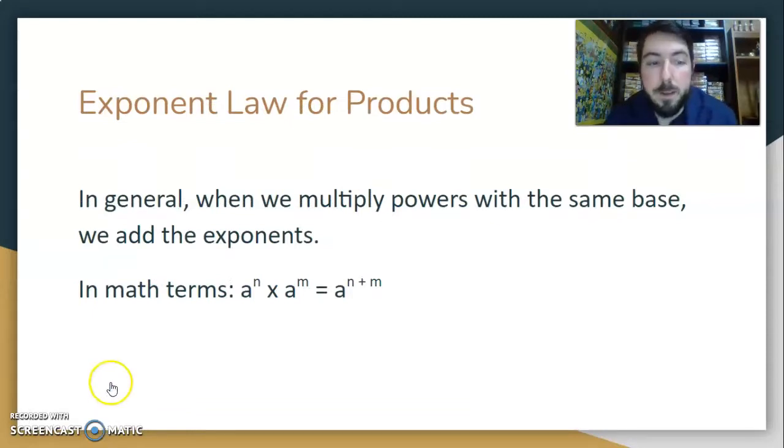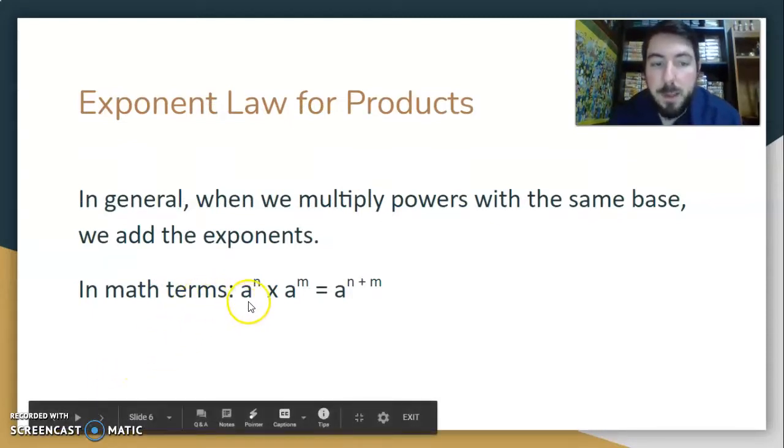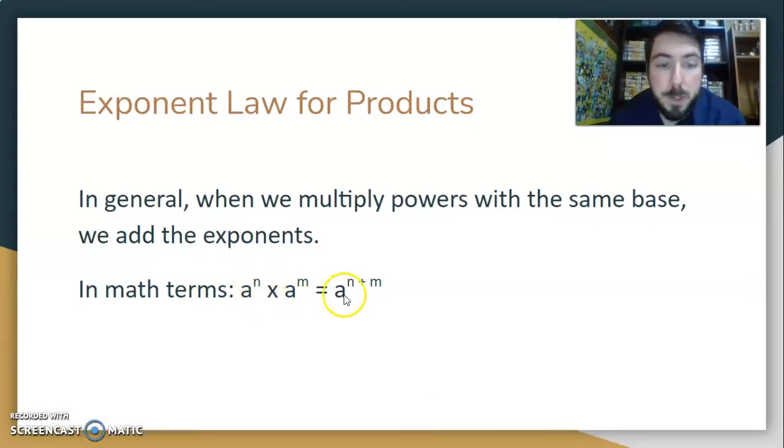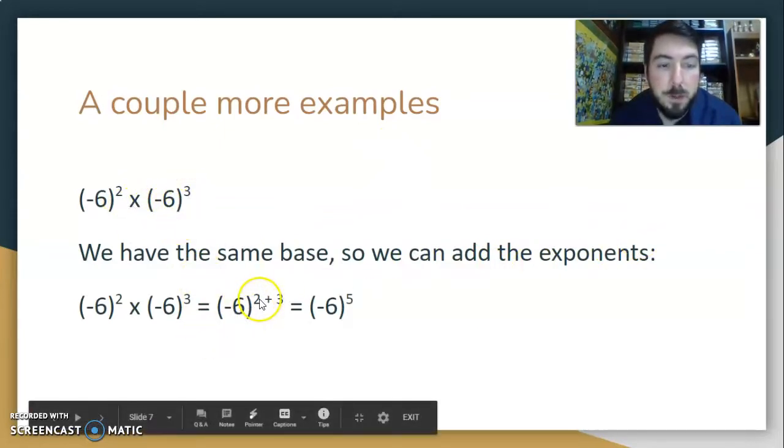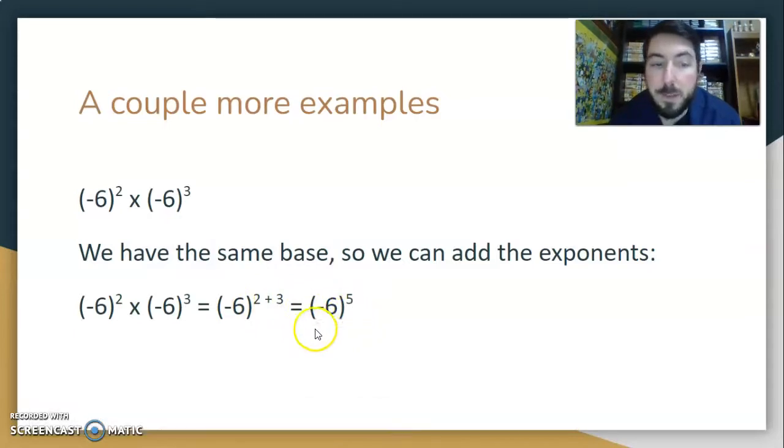And if you want to talk about it in math terms, if A is our base and N and M are our exponents, we add N and M together to get our new exponent. So here are a couple more examples. Negative 6 to the power of 2 times negative 6 to the power of 3. We have the same base, which is negative 6, so we can add the exponents together. We just do 2 plus 3, so 2 plus 3 equals 5, so it equals negative 6 to the power of 5.